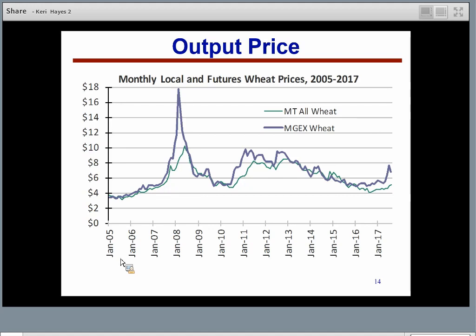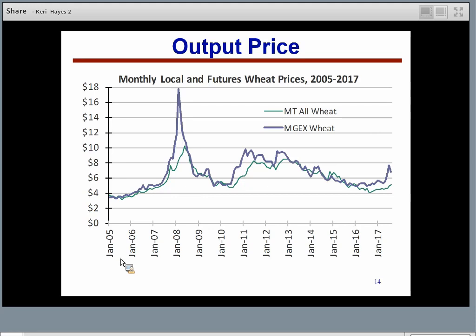The reason we like the futures market so much is that people who are buying your wheat are participating in that market. Speculators are participating in that market. And it tends to give us a pretty good reflection of, given the information that we have right now, what the prices are expected to be.